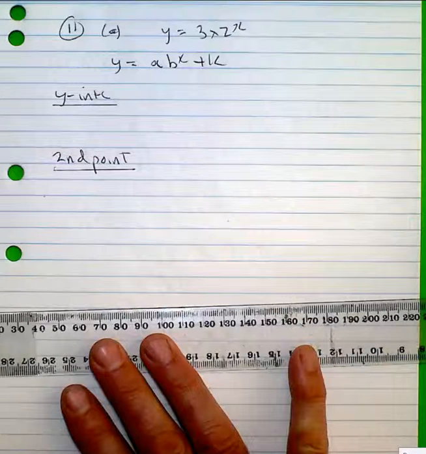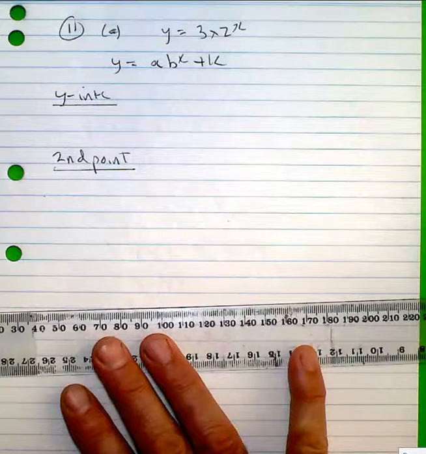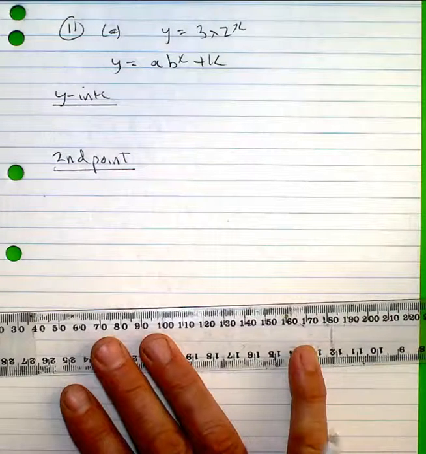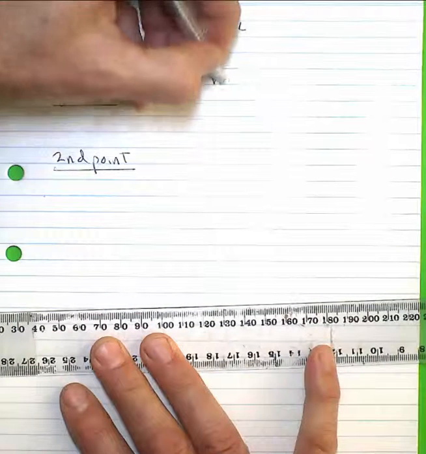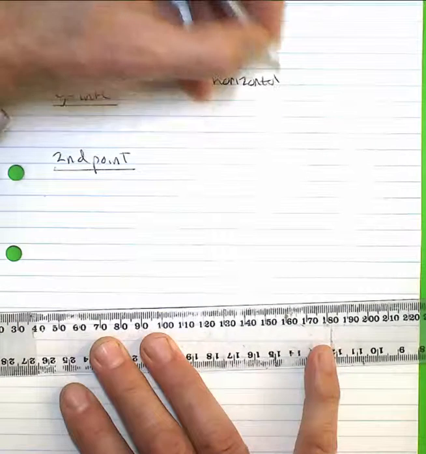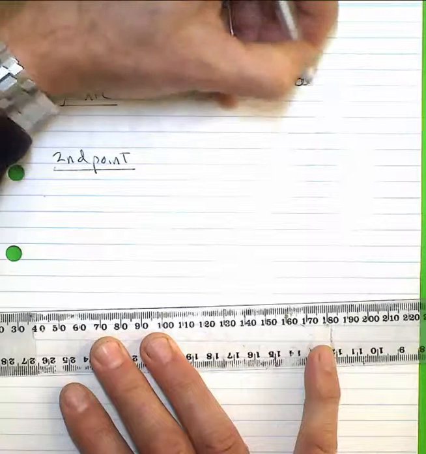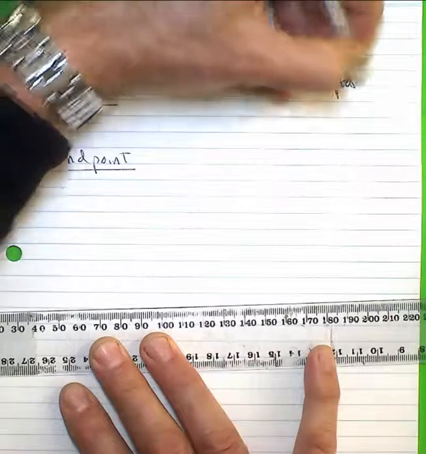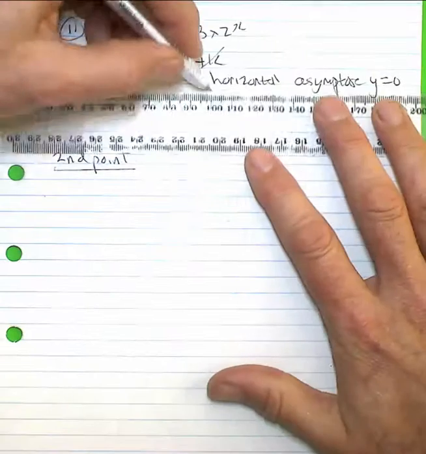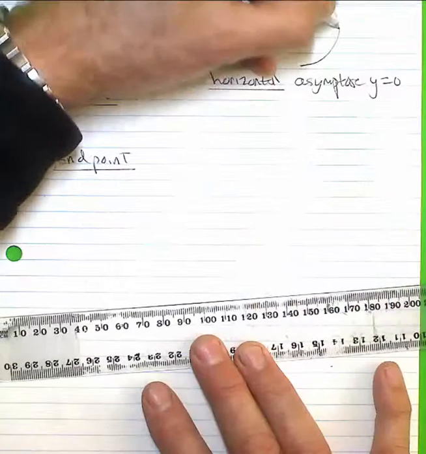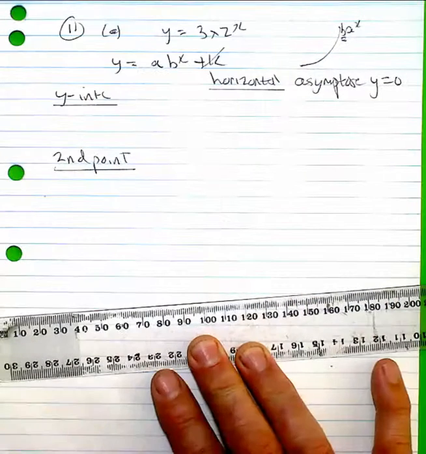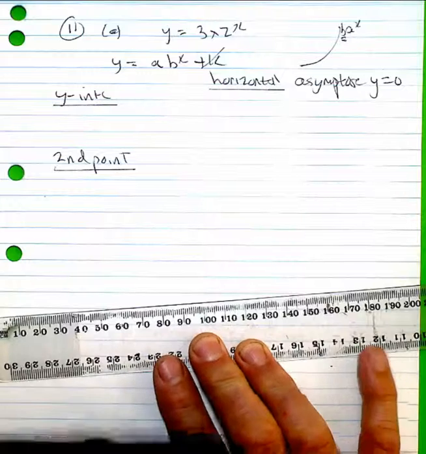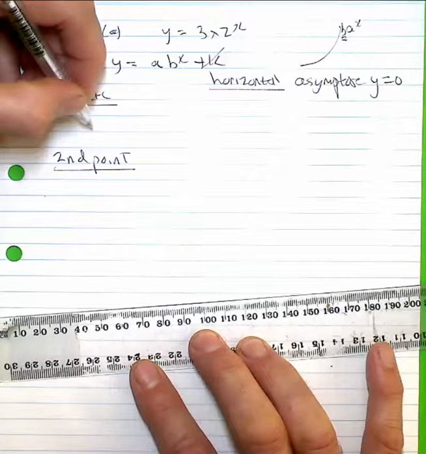Moving along to 11a, we've been given the graph of y is equal to 3 times 2 to the x. Now that means my horizontal asymptote is at y is equal to 0. And what's happened is I've got my classic a to the x type, and it's been multiplied or dilated by a factor of 3 times. So I can quickly find my y-intercept.